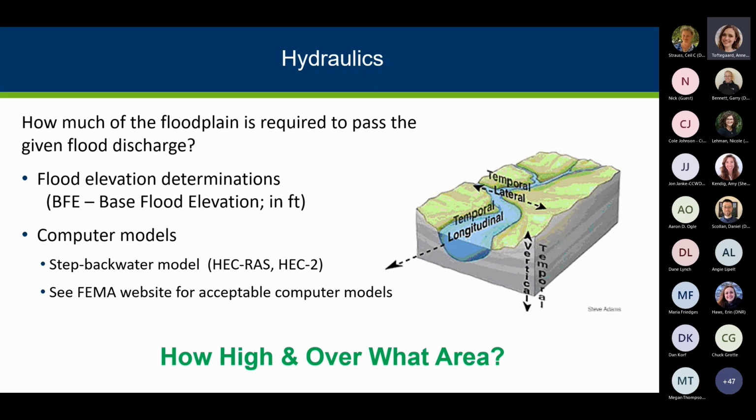The hydraulic models that are commonly used include step backwater models such as HEC-RAS. And we try not to use HEC-2, but we have to look at those old HEC-2 models sometimes. There are other models that FEMA accepts to do floodplain modeling, which can be viewed on their website.